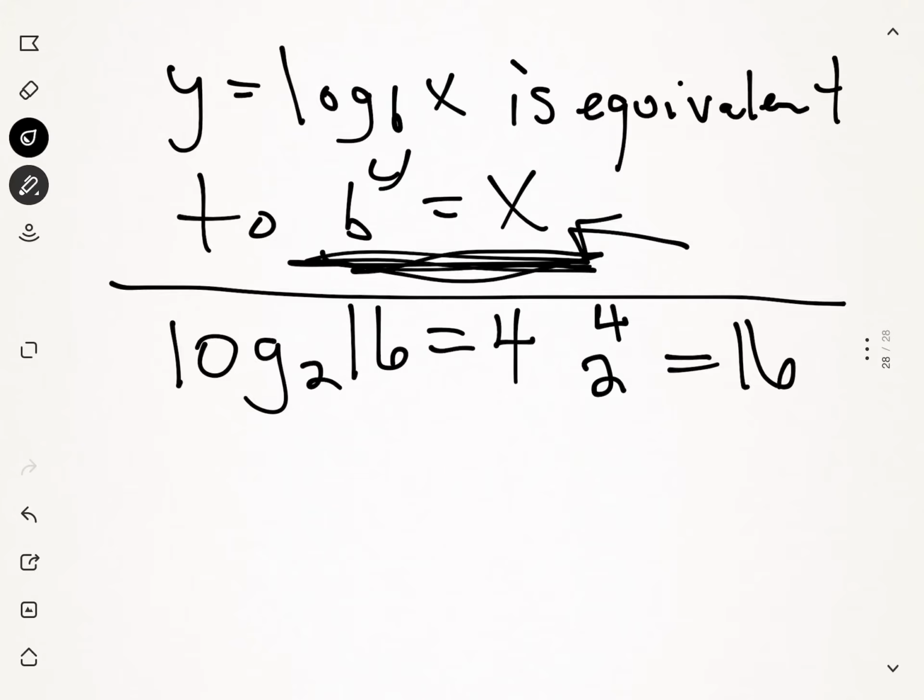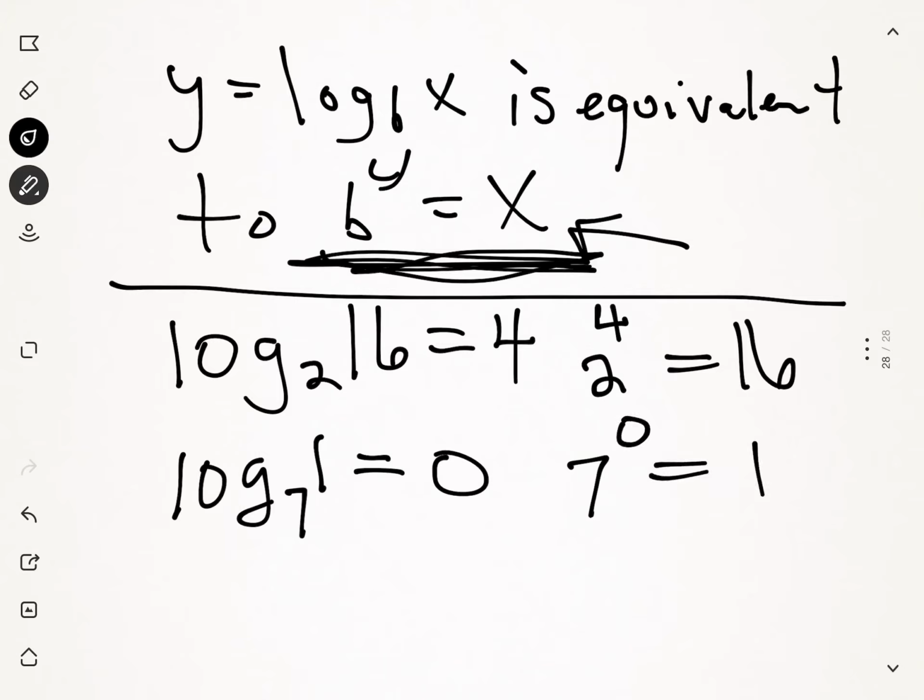Now suppose we had a problem like this. Log, and in this case it's a base 7, of 1 equals 0. So we're just writing it in exponential form. So we're going to write 7 to the 0 equals 1. And we know that to be true because anything to the 0 power is 1.